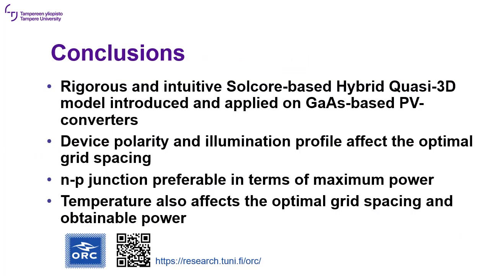As a conclusion, a rigorous and intuitive Solcore-based hybrid Quasi-3D model has been introduced, and it has been applied for an optimization case study of a front contact metallization of a gallium arsenide-based photovoltaic converter. We have concluded that device polarity and illumination profile have an effect on the optimal grid spacing. We have also calculated that the NP junction gives us a better yield in maximum power.